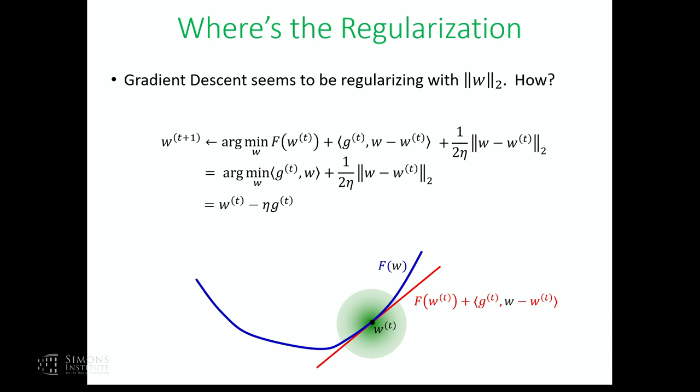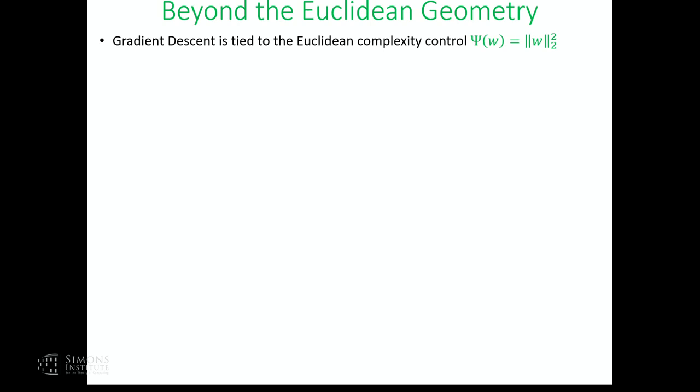And so maybe it shouldn't be surprising that if we use stochastic gradient descent, we get generalization properties in terms of the Euclidean geometry, in terms of the Euclidean norm of w. Okay. Can we go beyond Euclidean geometry? So far we saw that our psi, our bias, was all given by the Euclidean norm of w. But what if you want to use a different norm, the L1 norm, the trace norm, some group norm or something like that?